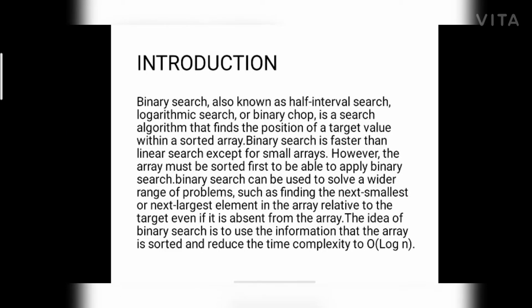Binary search has many names such as half interval search, logarithmic search, or binary chop. There are two main types of search: binary search and linear search. Binary search is faster than linear search, but for small arrays, linear search is faster than binary search. There's a small problem in binary search: we have to sort the given list first for the searching process.